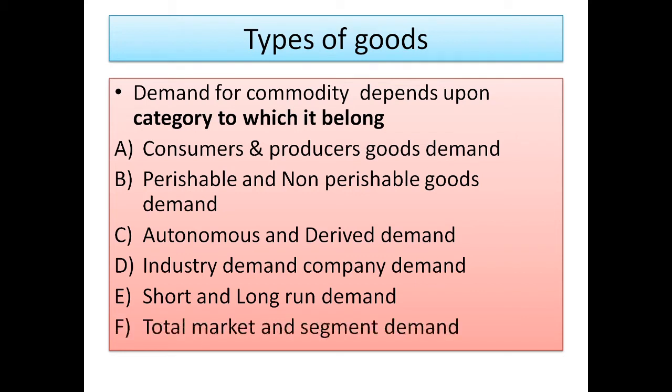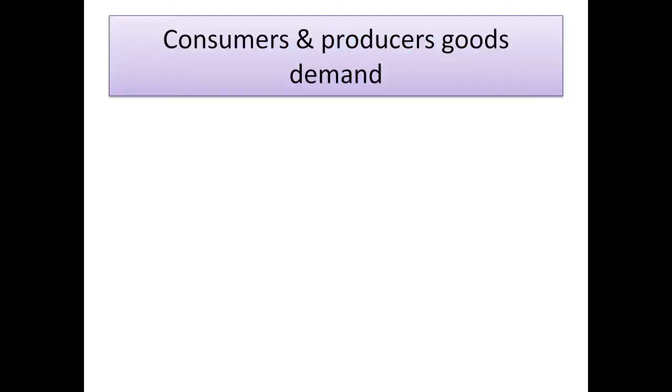Then total market and segment demand. On the basis of classification of a particular market, we can divide it into total market and segmental demand. Now see one by one. First, consumers' and producers' goods demand.